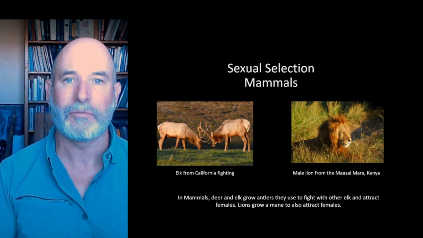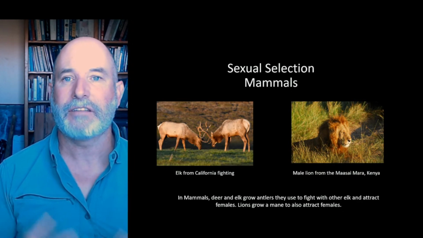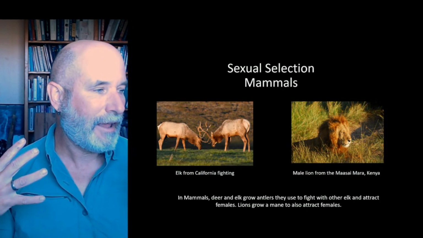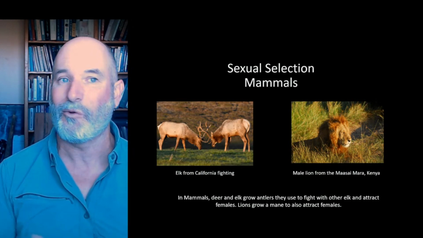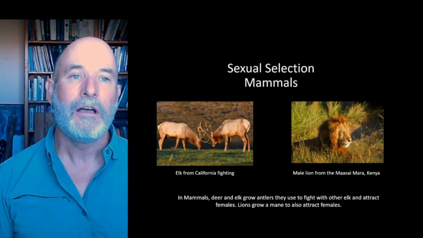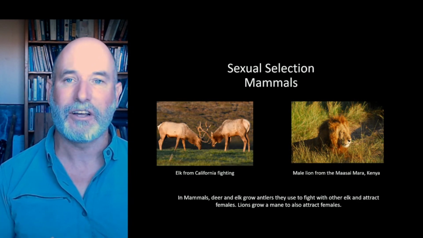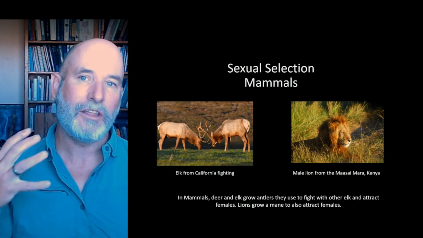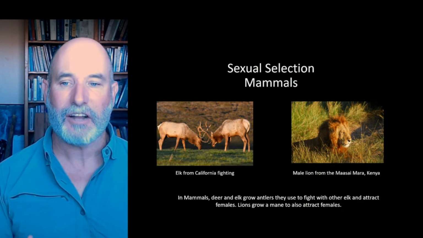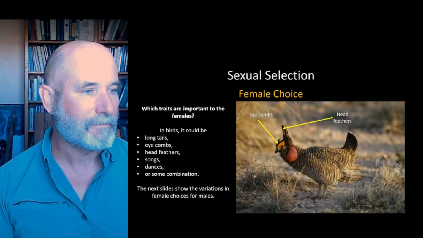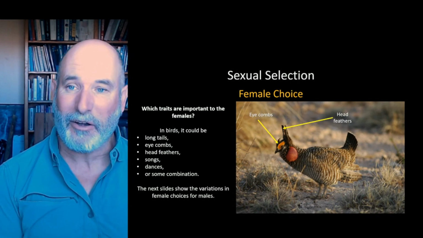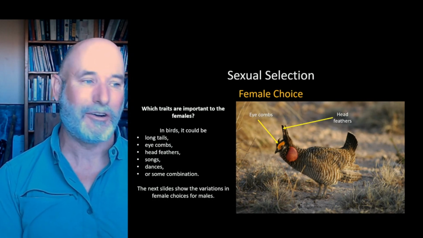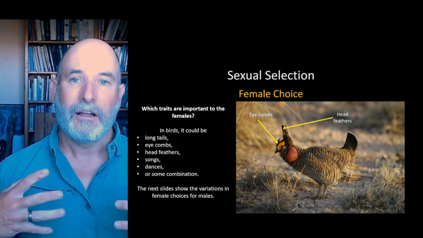Those are elk fighting from California. Lions have a mane, and that mane probably serves two purposes. One, the ladies like the guy with the big mane. But also, if lions are biting each other and fighting, then that really thick patch of hair can actually help protect them from fighting.